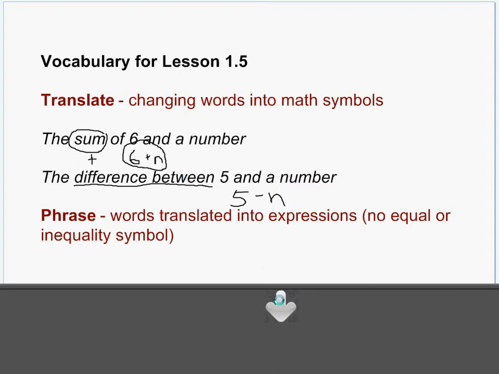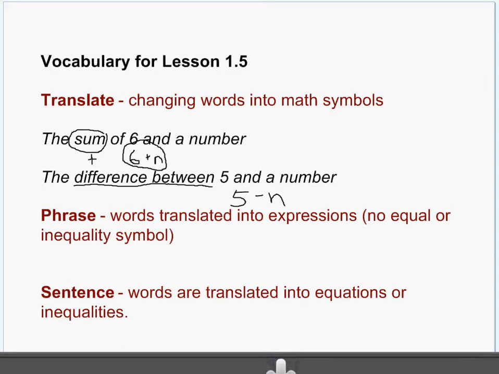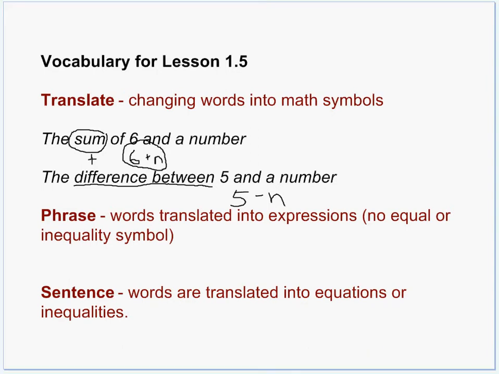Okay, in order to have those are sentences. Sentences are words translated into equations or inequalities. And in addition to this definition, I would make sure I'd say, hey, you know what? A hint for that is the word is. That is an equal sign. Okay? And then the greater than or less than, those are inequalities. So those are the key words that'll tell you if it's a sentence and whether you're going to have an equation or inequality, or if you're just going to have a phrase.